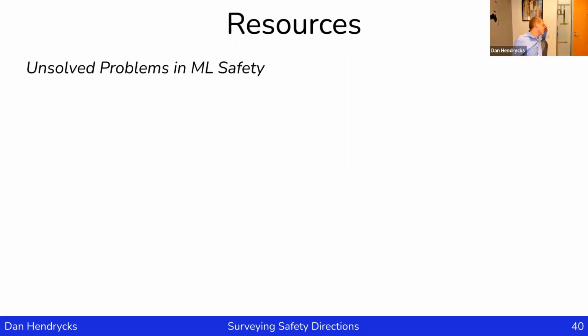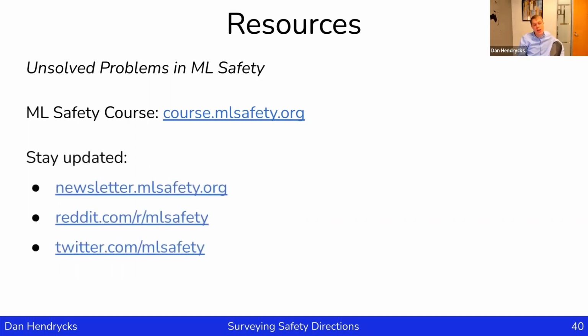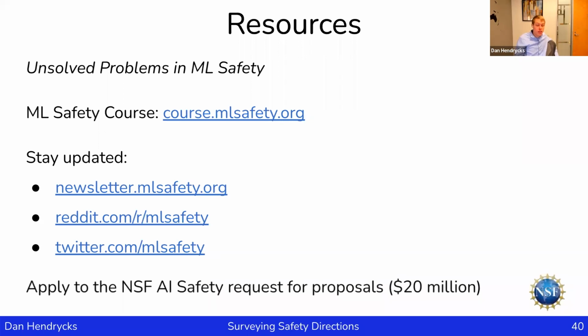If you're wanting to learn more about the research area, I'd suggest the Unsolved Problems in ML Safety paper. It's about 10 or 13 pages and gives lots of specific research directions beyond what I've outlined here and many of the motivations for these research areas. There's also a machine learning safety course at course.mlsafety.org with lectures and slides and problems to work through. And if you're wanting to stay updated, there's a machine learning safety newsletter and Reddit and Twitter. If you are in the US, you could suggest to your advisor that they apply for the National Science Foundation AI safety requests for proposals so as to subsidize work in this area.